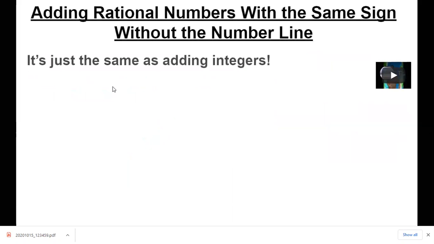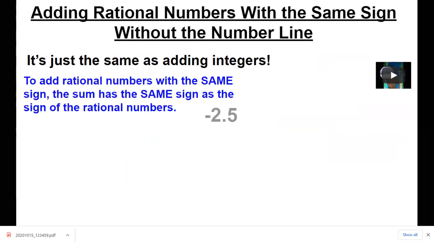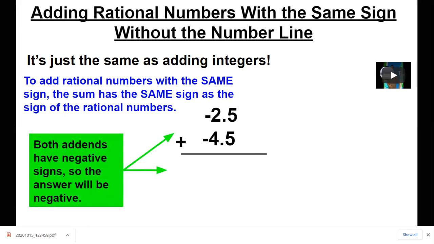Okay, rational numbers this time are going to be decimals. We have negative 2.5, and we're adding negative 4.5. They both have the same sign. They're both negative. So we're going to add them together and give them a negative sign. So let's add them together. Both addends have negative signs, so the answer will be negative.